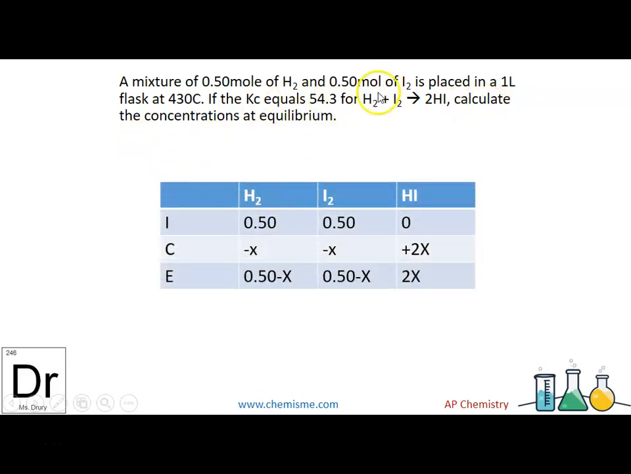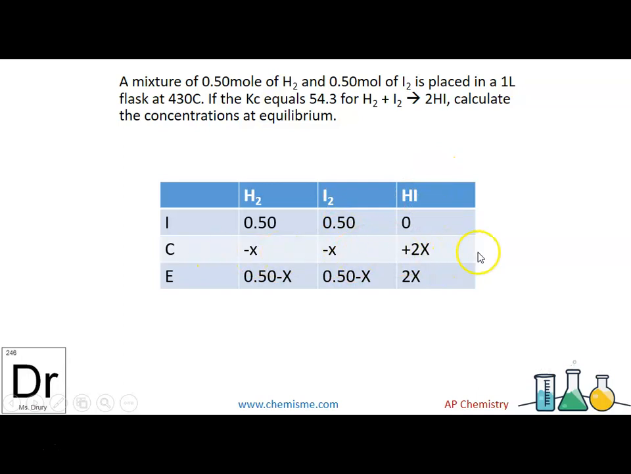So again, I just used the equation that was given on the top, so H2 + I2 to HI. I put the initial conditions in, so 0.5 of H2, 0.5 of I2, and since HI was not mentioned, I put 0. I have to shift to the right because there was no HI present. Notice I subtracted 1x for hydrogen and 1x for iodine, but I added 2x for HI.